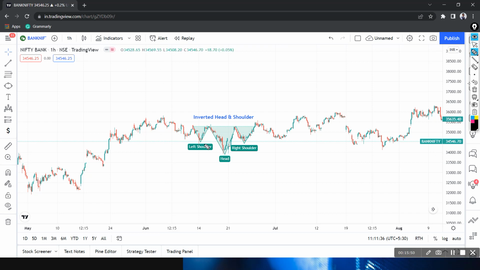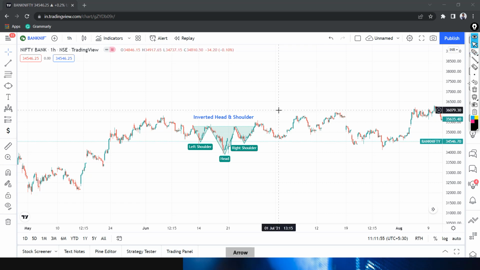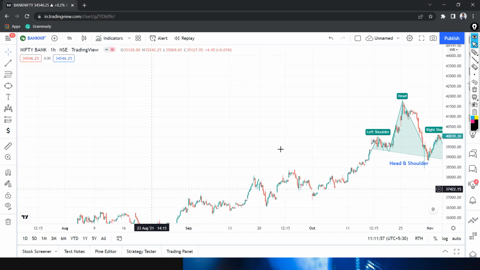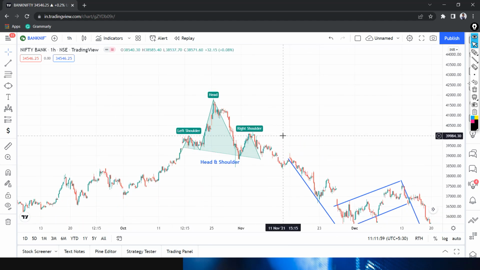So we have an inverted head and shoulder. You can see there is a left shoulder formed, a right shoulder, and then there is a low. The head is formed after it has broken the left shoulder. There is a double top formed here, right? And then this is the inverted head and shoulder. I don't think I have a clear head and shoulder, but just to make you understand, this is not an exact head and shoulder, but you can understand this pattern here.